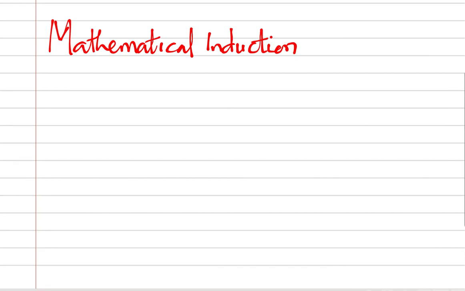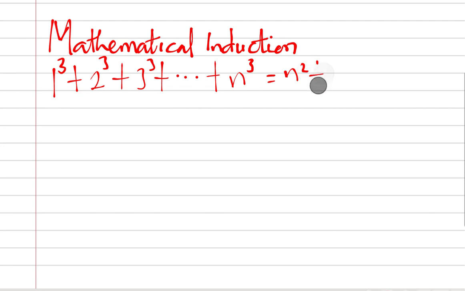Alright, so we'll be talking about the second question on mathematical induction. Our second question says 1 raised to power 3 plus 2 raised to power 3 plus 3 raised to power 3 plus dot dot dot plus n raised to power 3 equals n squared open bracket n plus 1 all squared all over 4. Do you get what I'm saying? All over 4.